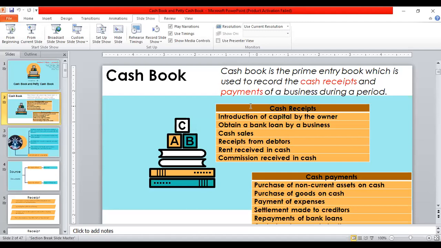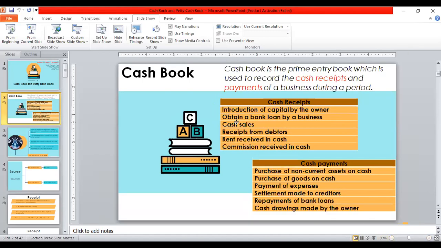These are the examples of cash receipts. What are those examples? Introduction of capital by the owner. When the owner introduces capital, that increases cash, so it is recognized as a cash receipt. Second, obtaining a bank loan, even that is recognized as a cash receipt. Cash sales, when the business has sold goods on cash, even that is recognized as a cash receipt.